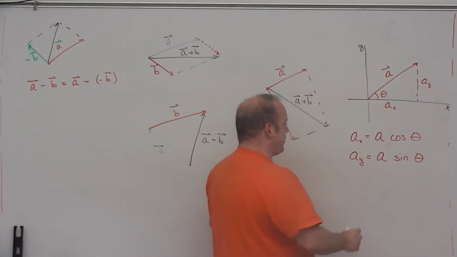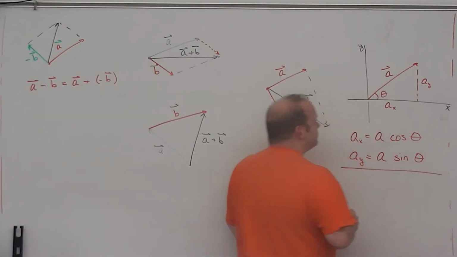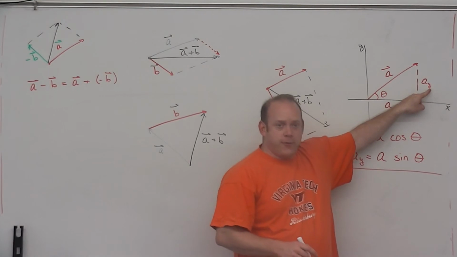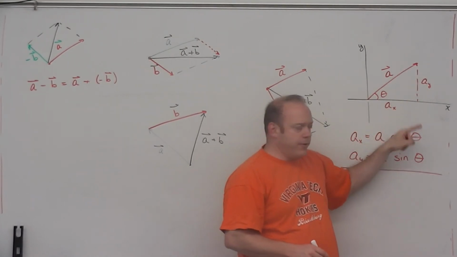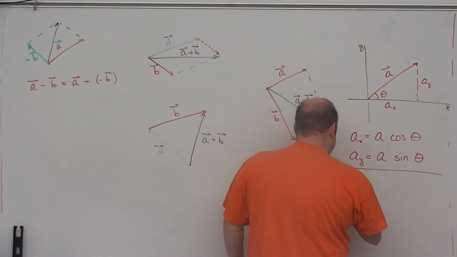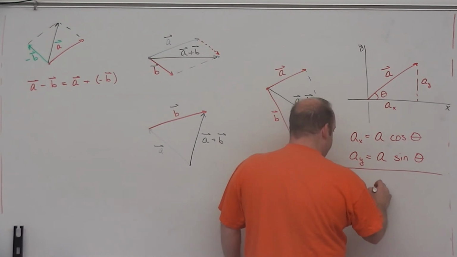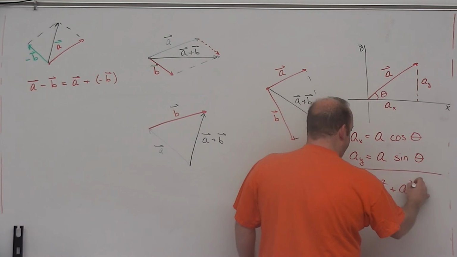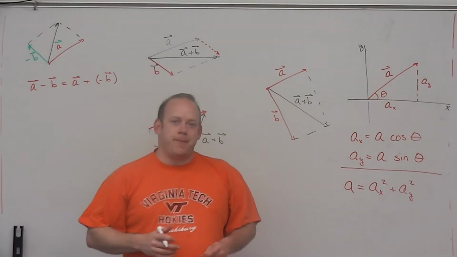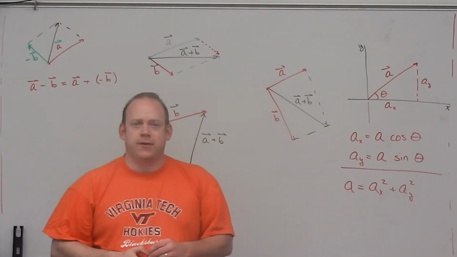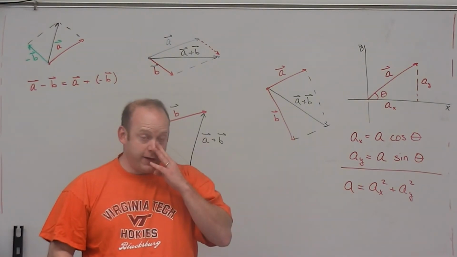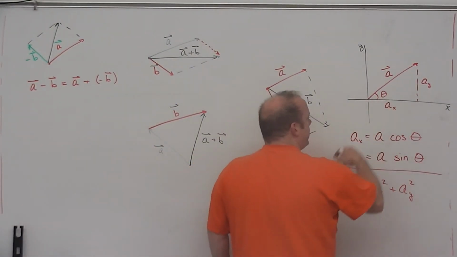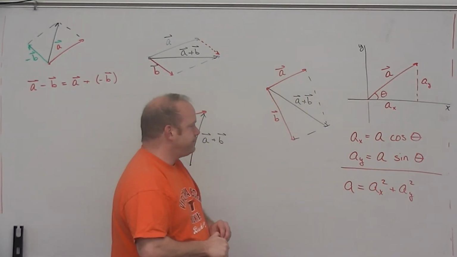Let's say I want to go in the other direction. If I want to get A from AX and AY, in other words, I want to get the vector from the components, well, the magnitude of A will equal the square root of AX squared plus AY squared. Now that gives me the magnitude. It doesn't give me the direction.